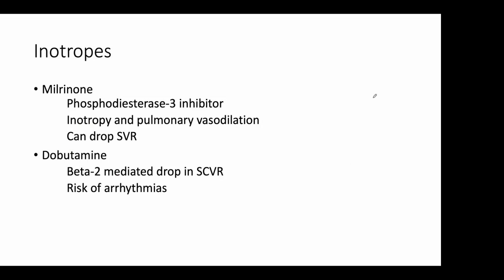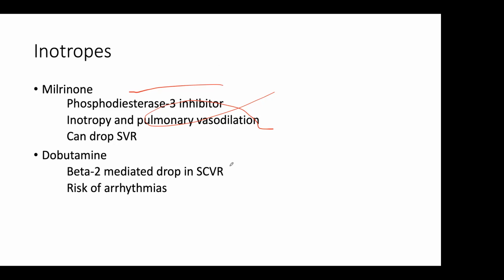You can consider using inotropic agents, but be very mindful because either of them, milrinone and dobutamine, which are very commonly used in the ICU setting, both of them can cause a drop in your systemic vascular resistance, resulting in worsening systemic hypotension. So milrinone is your phosphodiesterase 3 inhibitor. It does have inotropic properties, and on top of that, pulmonary vasodilation. Usually, milrinone is the agent of choice if you have pulmonary hypertension with biventricular failure.